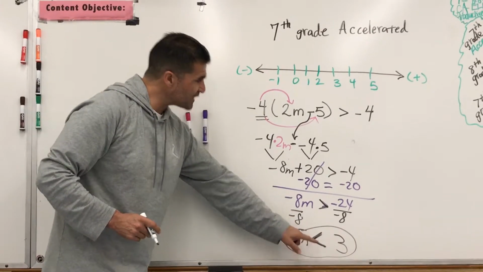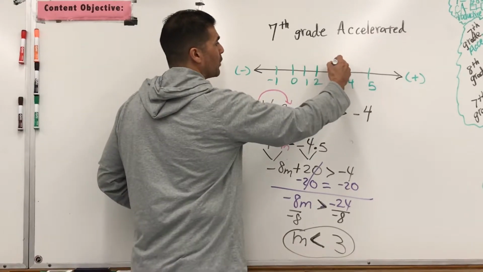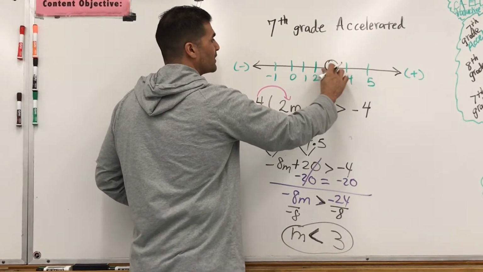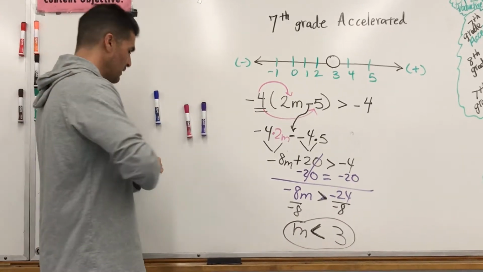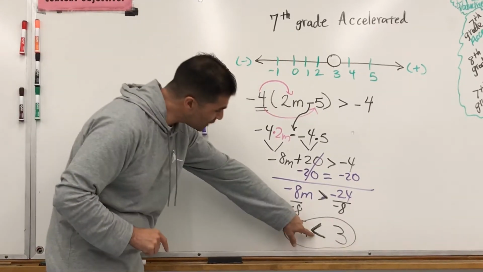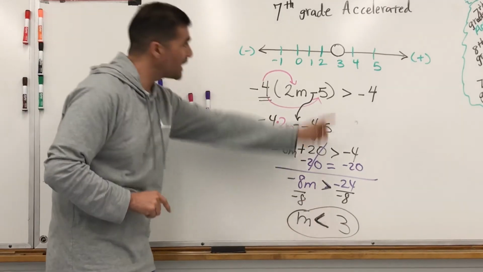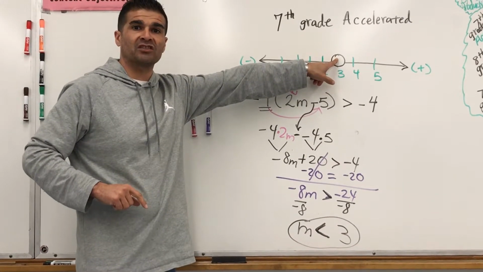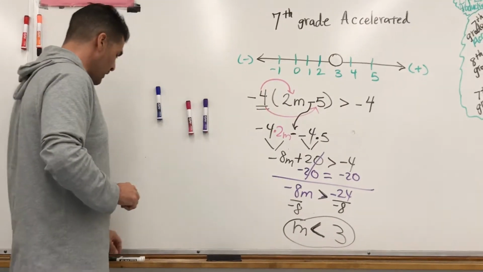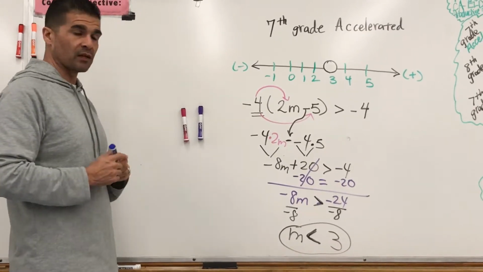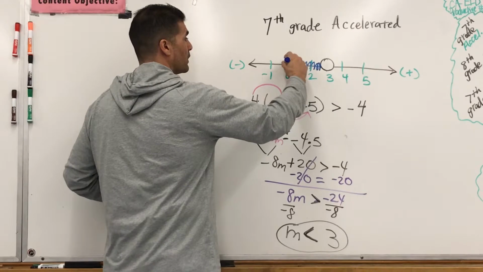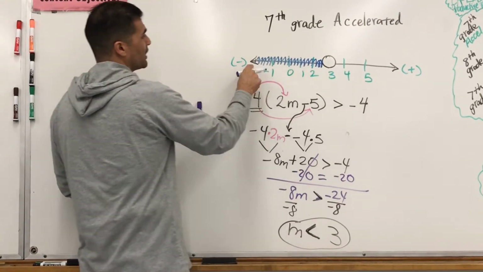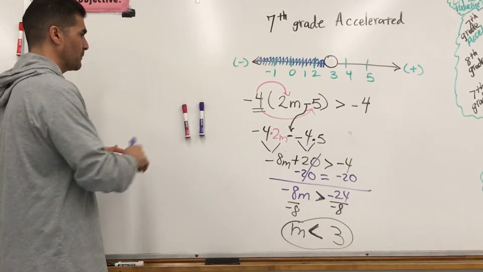Well, if it has to be less than 3, I'm going to put an open circle, not a solid closed circle, on top of 3. And if this had an equal sign underneath it, I would color this circle in and make it a solid closed circle. Well, give me some numbers that are less than 3. Well, that would be 2, 1, 0, -1, and I shaded in all the way up to the arrow tip.